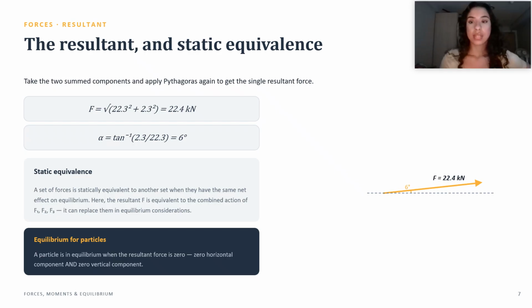Now, you have static equivalence, so what does that mean? You can have two diagrams of a particle with a set of forces on it, two different sets of forces. They could end up with the same resultant forces, okay? This is where they're both statically equivalent. You also have equilibrium for particles. If you have a set of forces on one particle, you could end up with the resultant force being 0 horizontal and 0 vertical. So now the particle is not moving, and it is in equilibrium.